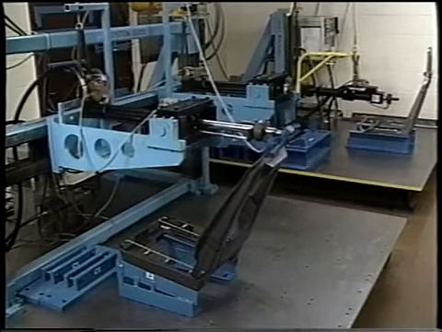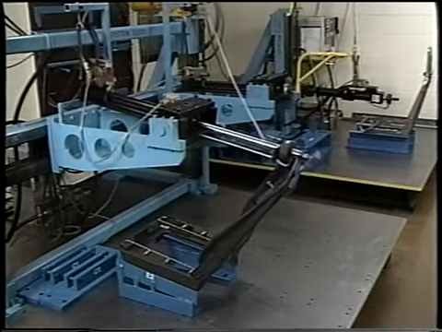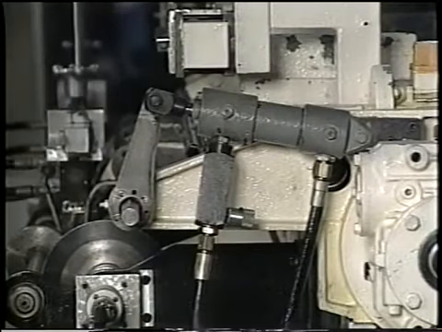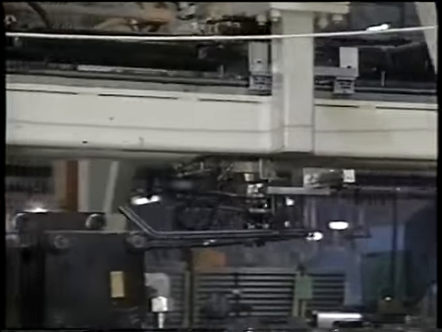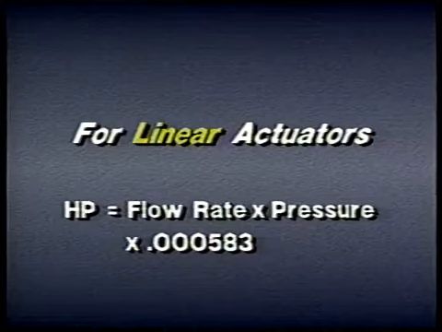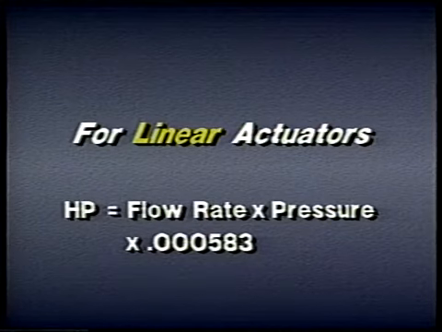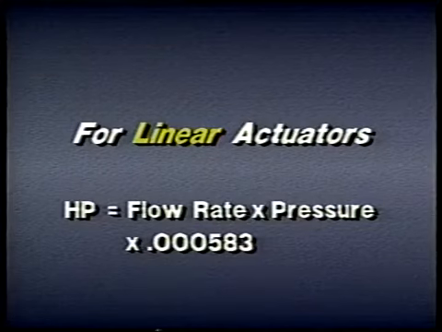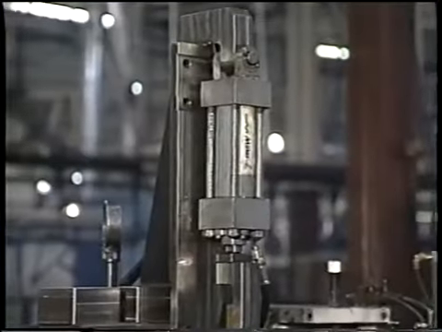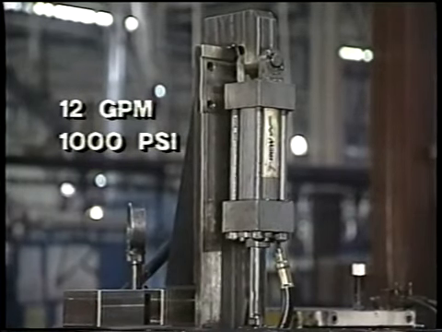Now, sometimes we don't know the speed or the force. For example, suppose all we know is the pressure and the flow rate. We can use a different, simplified approach that uses a special constant to establish the relationship of horsepower, pressure, and flow rate. The simplified formula for horsepower of a linear actuator is the flow rate in gallons per minute times the pressure in pounds per square inch times the special constant, 0.000583.